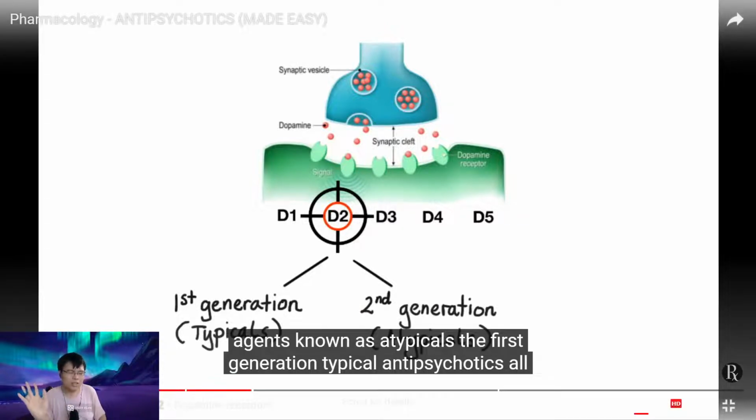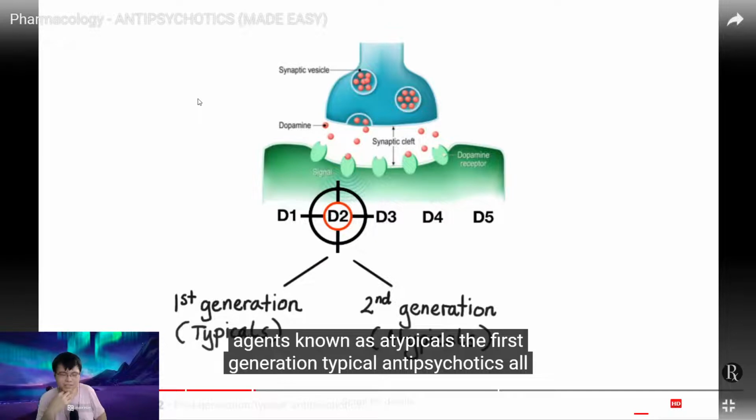I'm gonna pause here because this is still technically correct in the sense that it's kind of what we use a lot. But I just want everyone to avoid falling into that trap that all the atypicals have these properties and all the typicals have these properties, because as you will see, that's not really the case.